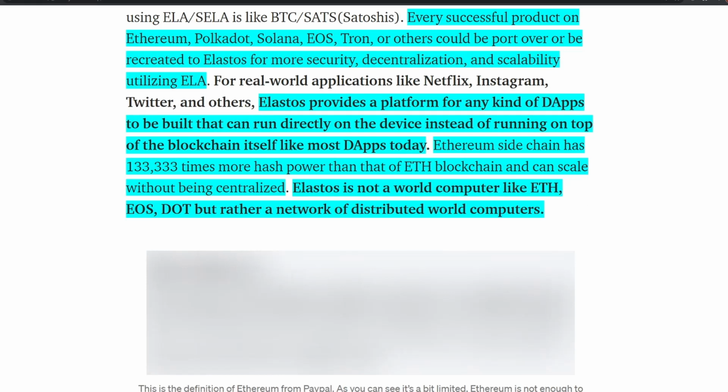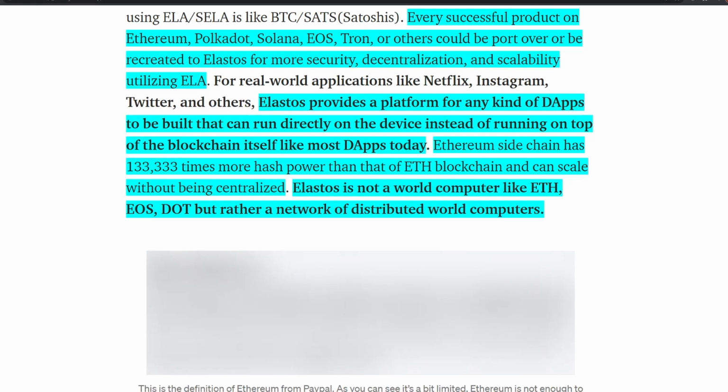Also, the Ethereum sidechain has 133,000 times more hash power than that of the Ethereum blockchain and can scale without being centralized. Let me reiterate that. So the Ethereum sidechain on Elastos has 133,000 times more hash power than that of the Ethereum blockchain.